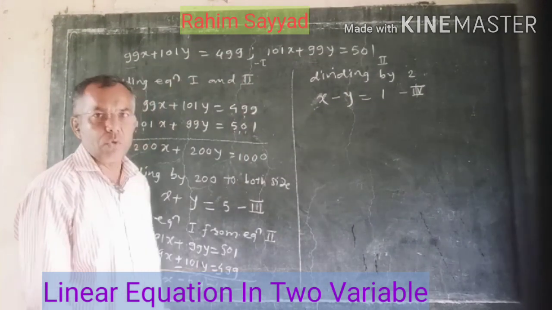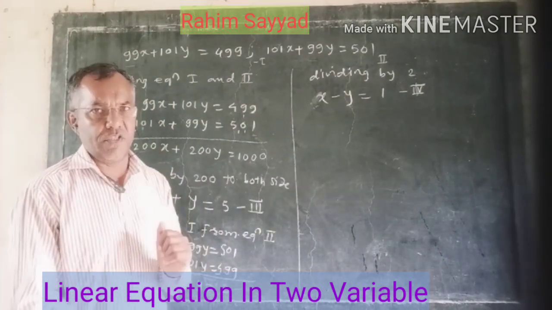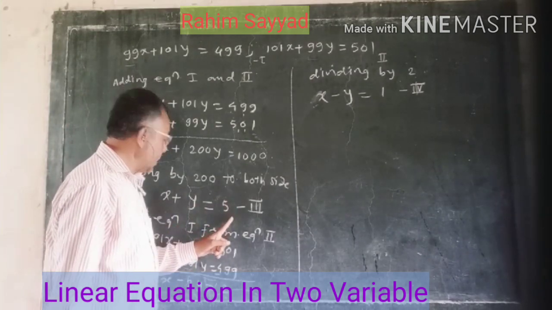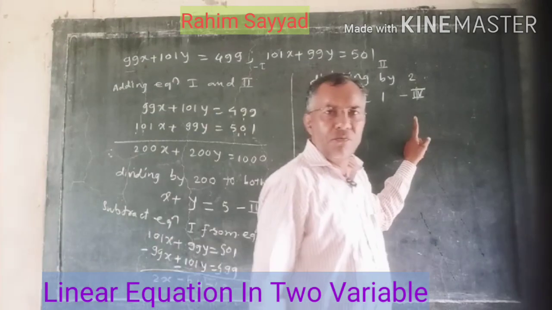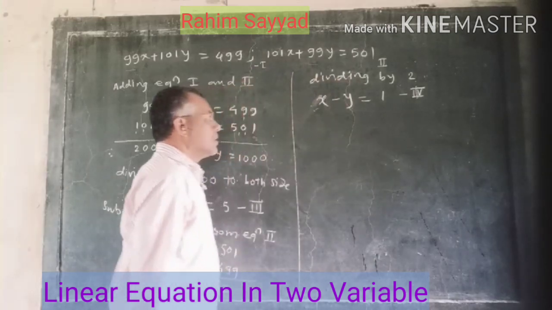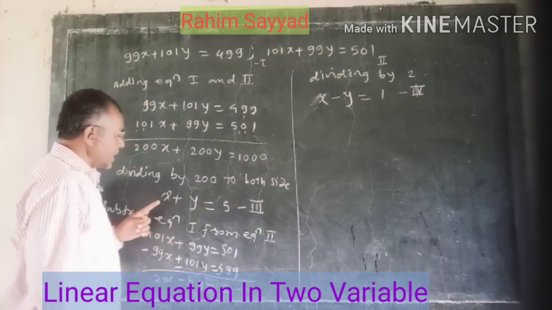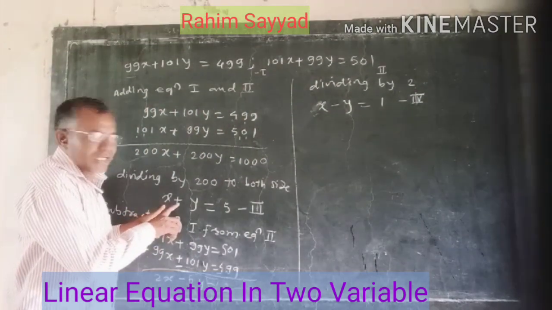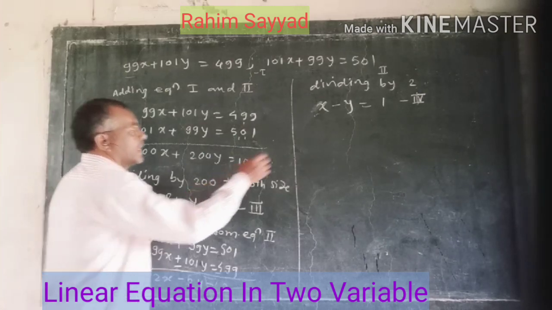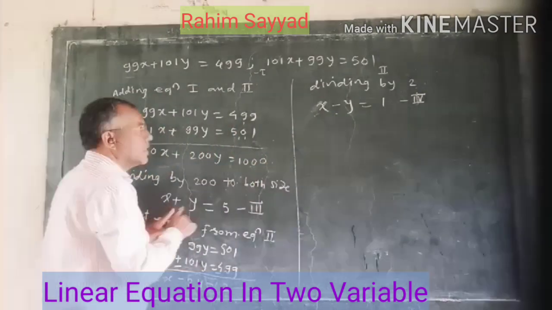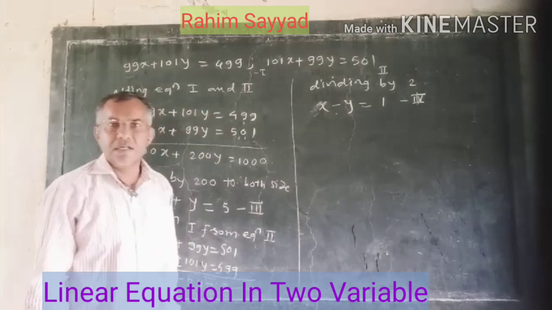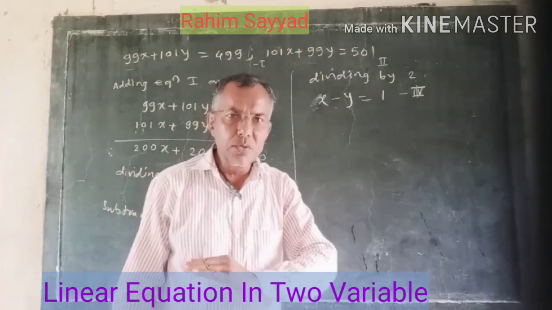Now we have to solve these new equations, equation number 3 and equation number 4. After this, you will see that there are opposite signs. Here is plus, here is minus. Then how to solve? What can you do?